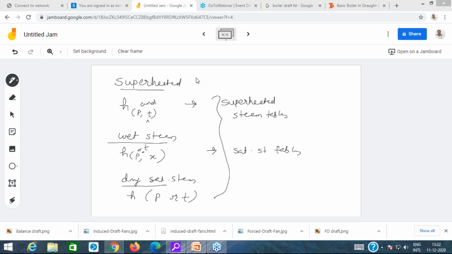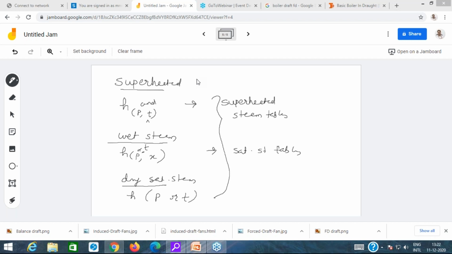The gas used, it is a gas fired boiler, so the gas used has a calorific value of 38 megajoules per cubic meter.